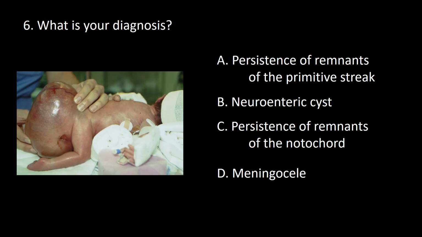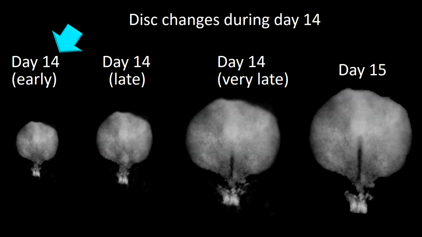Next question. What is your diagnosis? A. Persistence of remnants of a primitive streak. B. Neuroenteric cyst. C. Persistence of remnants of the notochord. D. Meningocele. Early, on gestational age day 14, the embryonic disc amniotic surface, constituted by a single layer of cells called epiblast, is smooth.